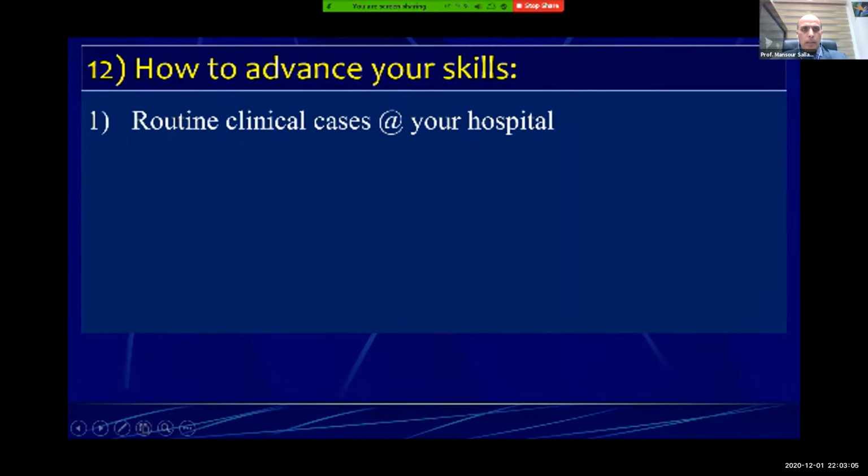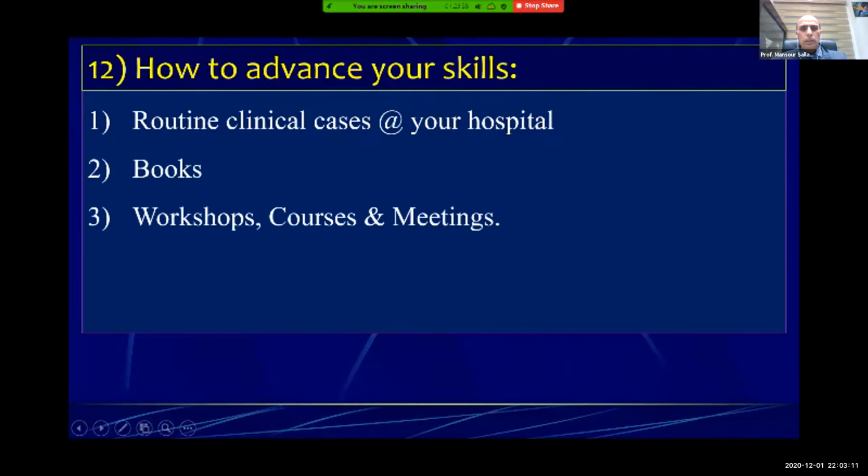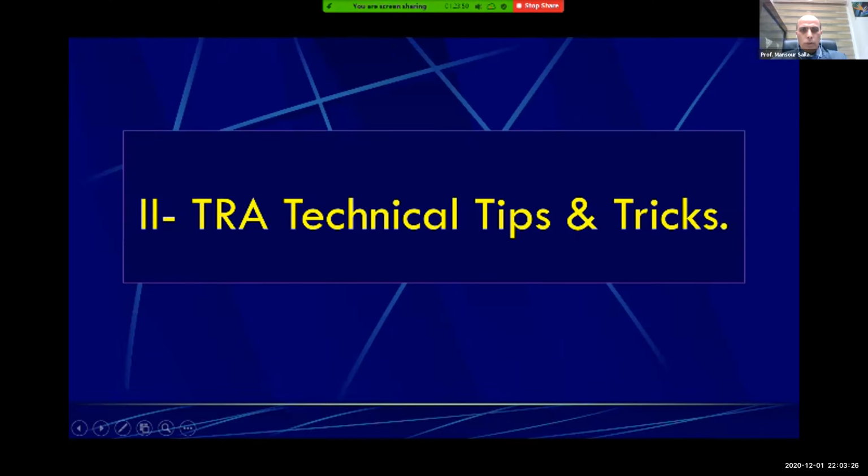Last but not least, to upgrade yourself, research work is very, very important, and you have to attend clinical cases. You have to read and you have to attend the courses as well that we are doing. And if there is a simulator, I think it will be very nice, and you have to do research work. Research work to advance your knowledge is very, very important. So shall we start right now?